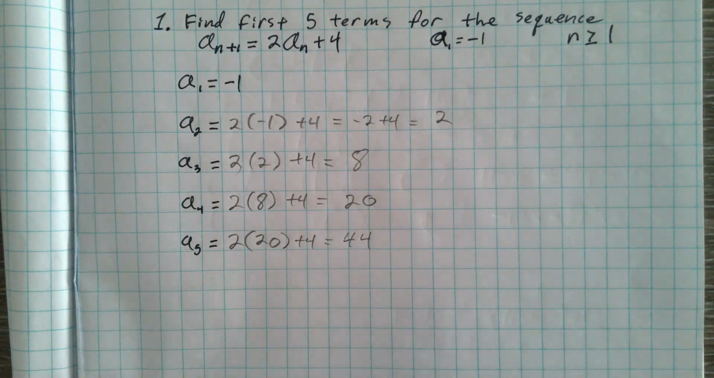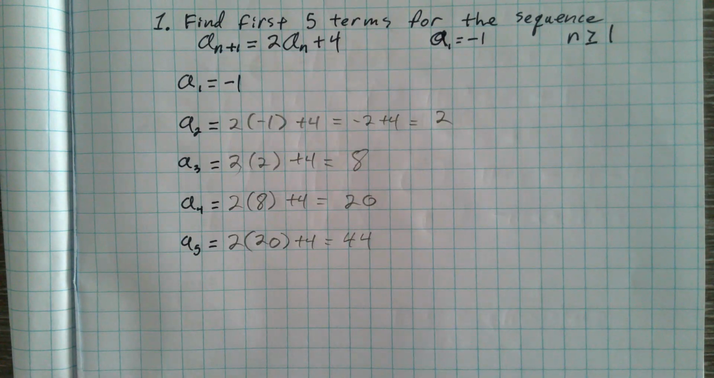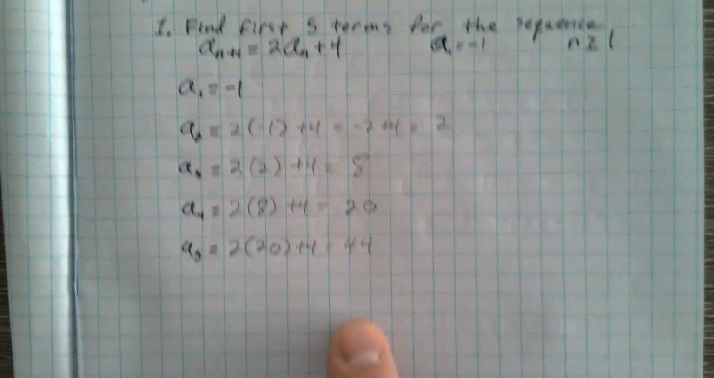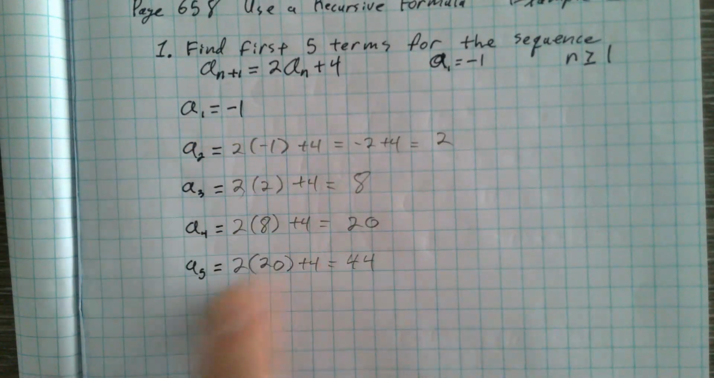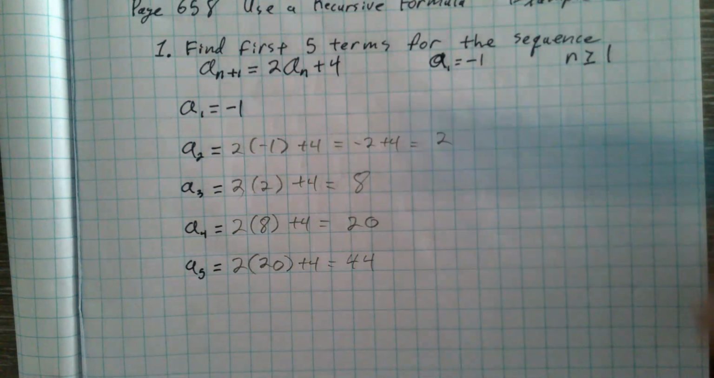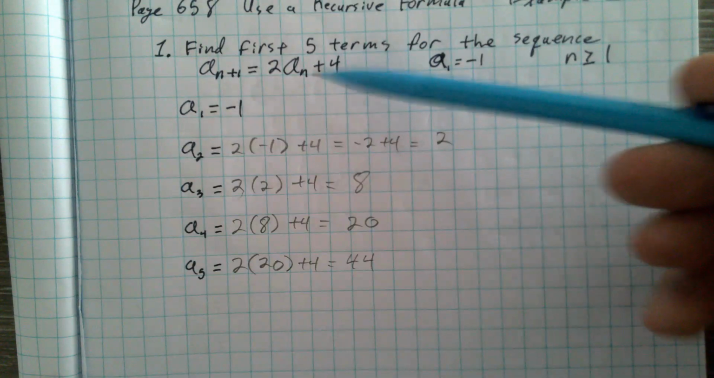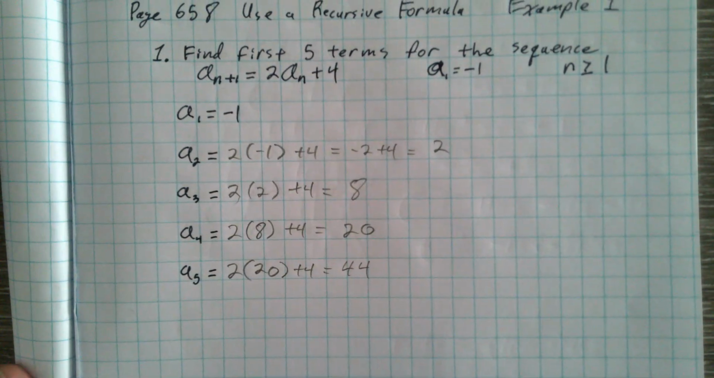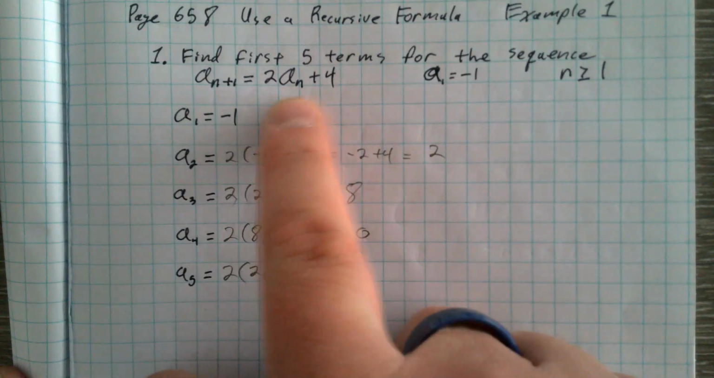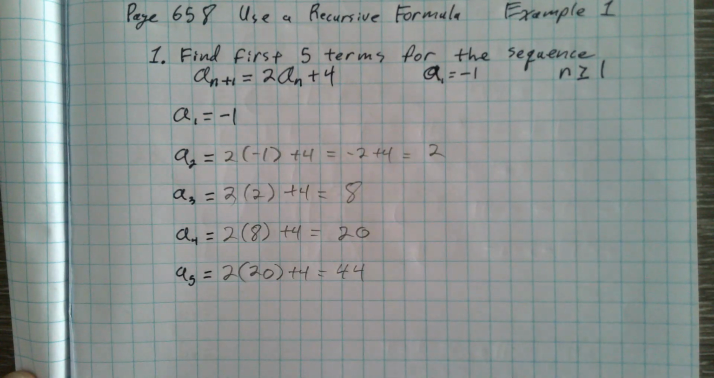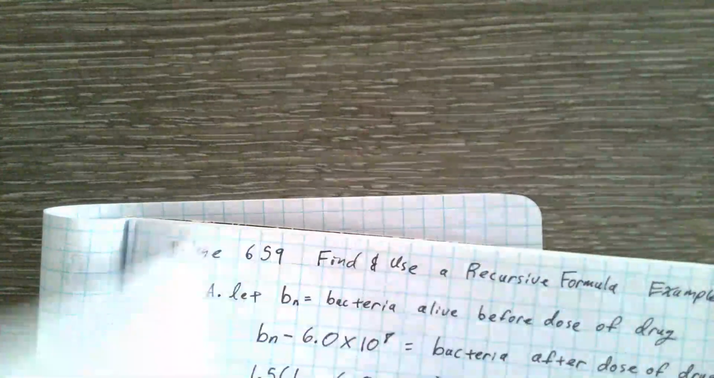All right? So that's how we use a recursive formula. Each new term in our sequence uses at least one previous term and does something to it. In this case, it was 2 times our previous term, and then we add 4. Okay? Let's look at example number 2.